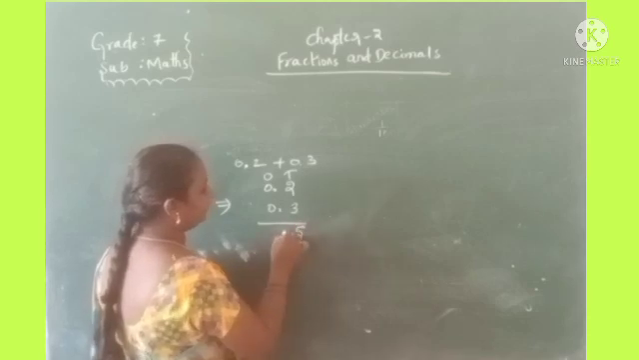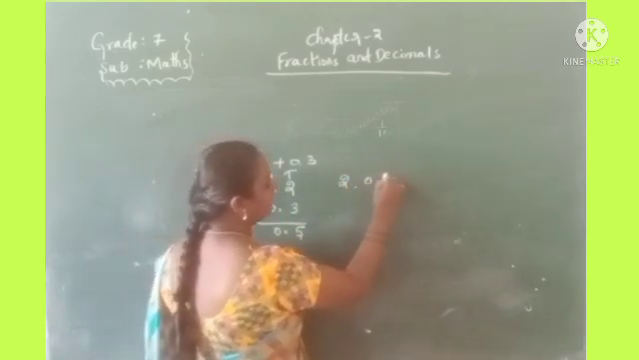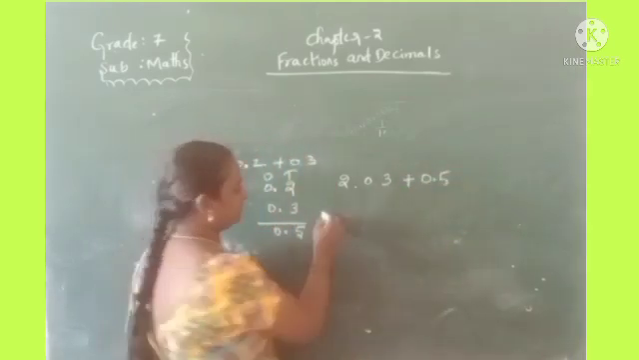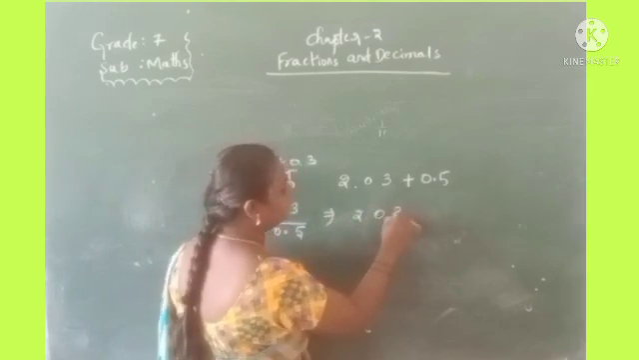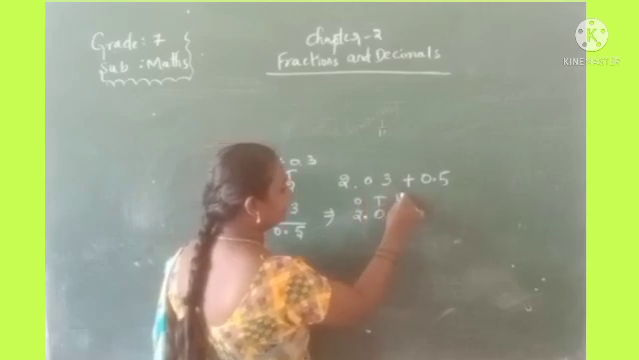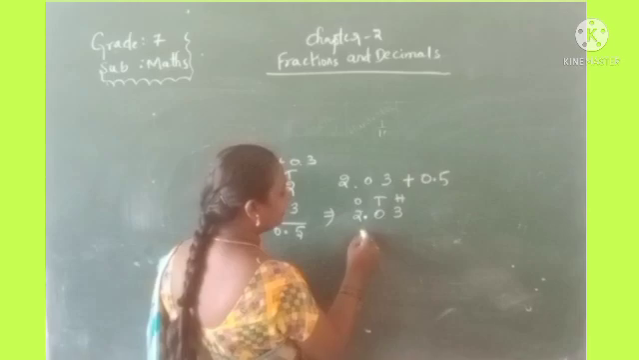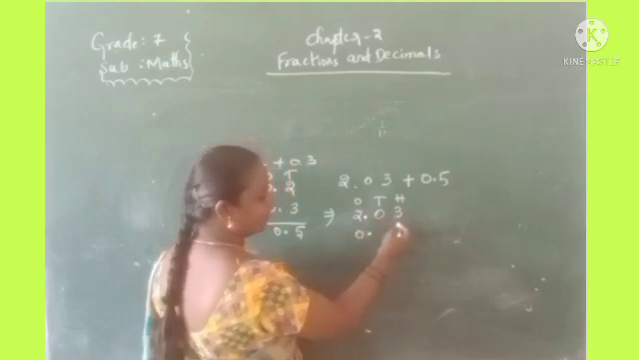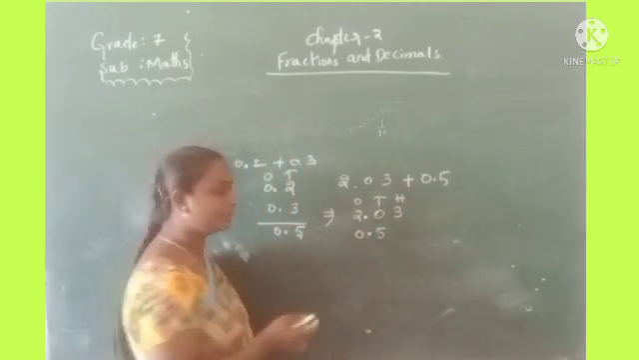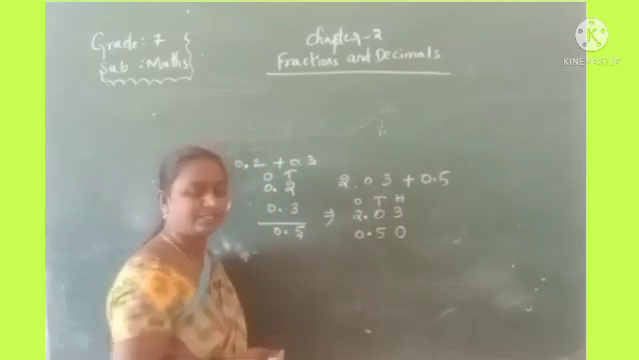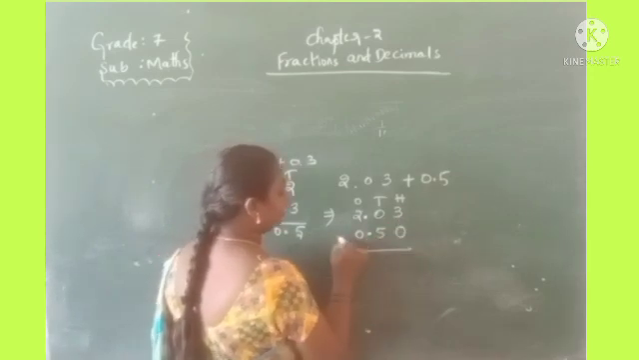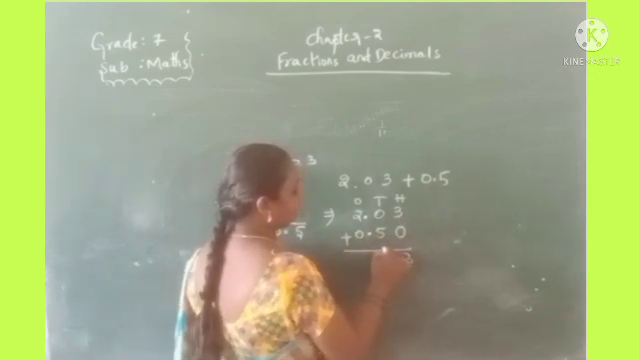2 plus 3, 0.5. Suppose 2.03 plus 0.5 is there. How to add? First of all, you write the decimal number 2.03 and give the place values: ones, tenths, hundredths. Here 0.5, on the right side only the tenth place is given. There is no hundredth. So at that time what you have to do is add 0. If you add 0, there is no change of value. Now it is easy to add: 3 plus 0 is 3, 0 plus 5 is 5.